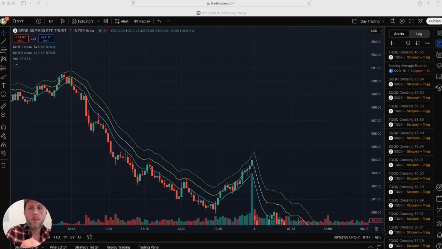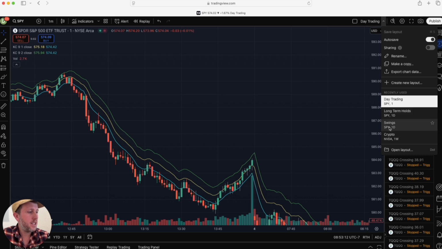So let's dive in. Before we jump into the setups, let me show you a quick overview of TradingView and why I love it. One of the best features is the ability to save templates. So if you look over here in the top right corner, you can see that you can save a template for day trading, you can save one for swings, one for long-term holdings, one for crypto, whatever you want. And the thing is, this makes it super easy to switch between strategies without having to reset your indicators every time you switch strategies. And so it's a huge time saver, and it's going to help keep your charts clean and organized.